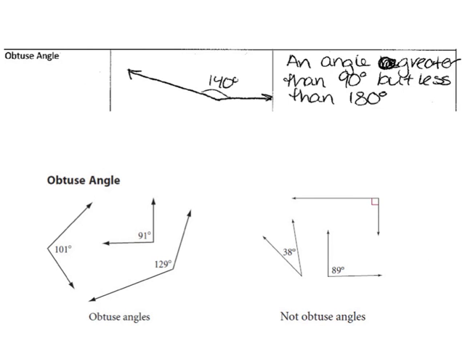Okay, here is an obtuse angle. It is an angle greater than 90 degrees but less than 180. Alright, and here are some examples of obtuse angles, and here are some that are not obtuse. Alright, on to the next vocab.